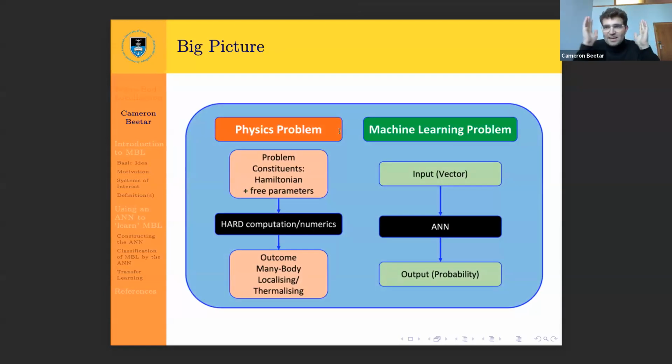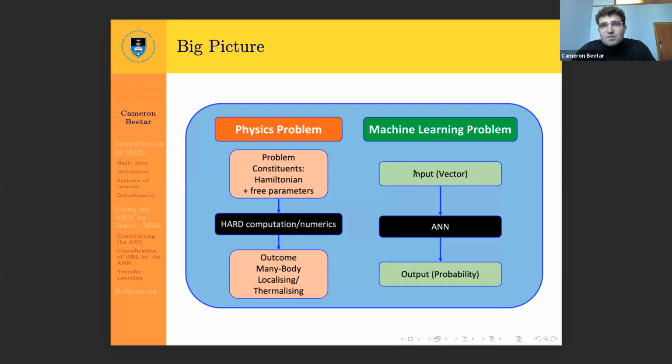So the big picture is we have this physics problem, and the physics problem comes with a set of inputs, and that will come in the form of your Hamiltonian and the free parameters of your Hamiltonian. The thing we want to avoid insofar as is possible is this hard computation numerics. We want to be able to generate results without having to do complicated, difficult, high-performance computing numerics every time. And the outcome we want from this particular problem is whether or not the system thermalizes or localizes.